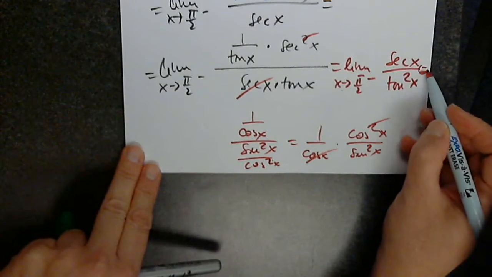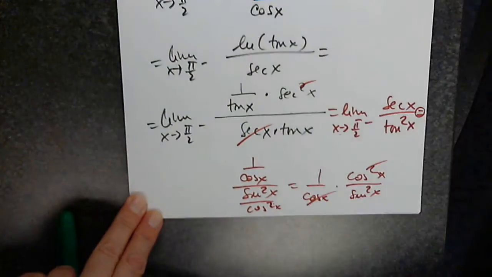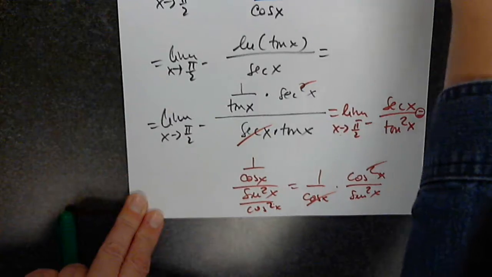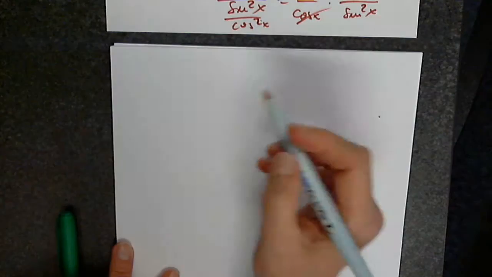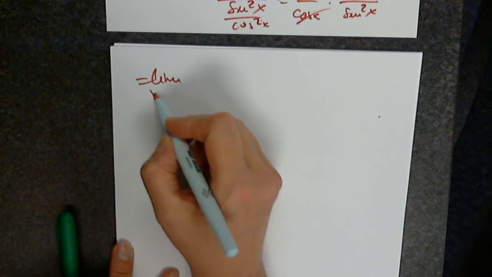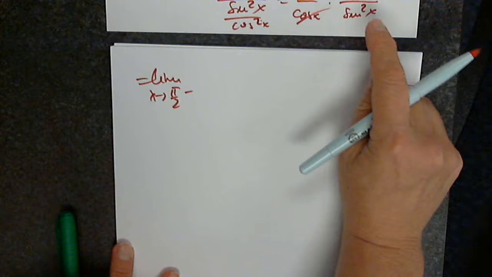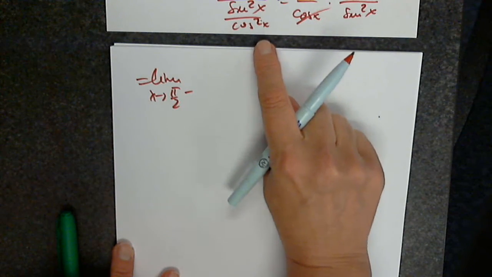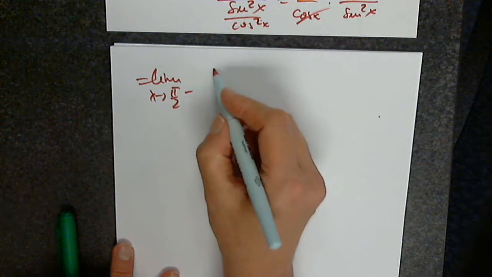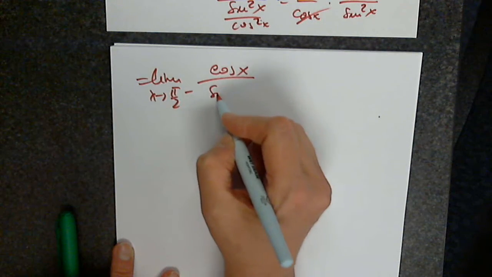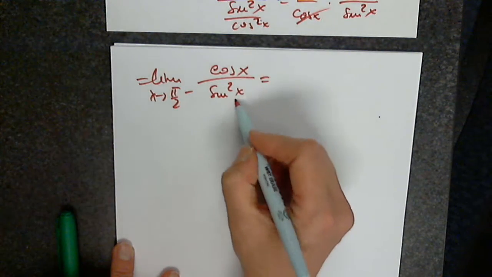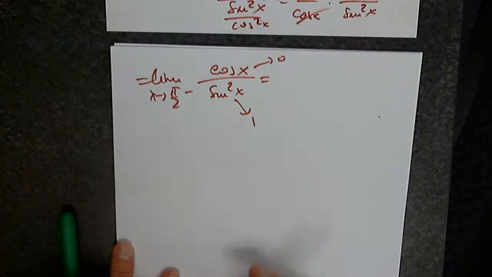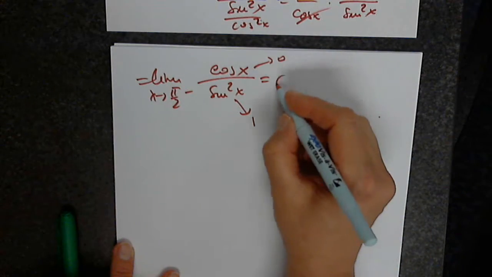So from here, I will rewrite the limit as x approaches pi over 2. Instead of secant over tangent squared, I will write cosine over sine squared. But this approaches 1 and this approaches 0, so the limit is 0.